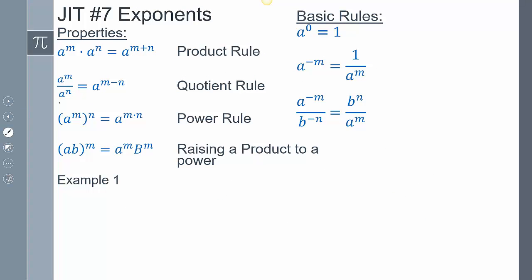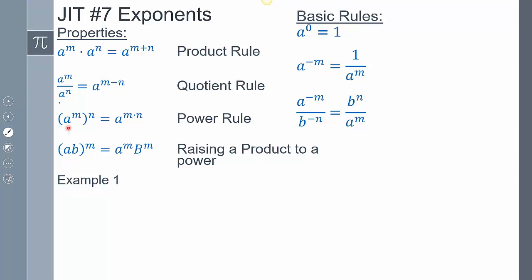Now this next one, we're going to be examining exponents, and so these are all the different properties of exponents that we could be using. So the first property here, we have the product rule. This says that when we multiply exponents with the same base, you're going to add those exponents together. When we're dividing these powers with the same base, you take the exponents and you subtract them.